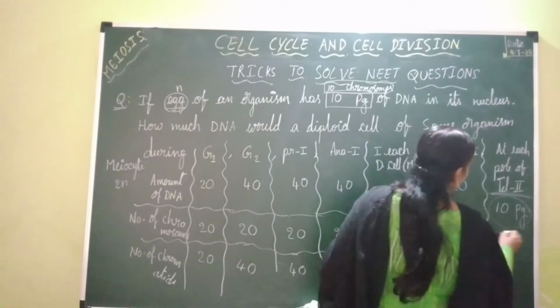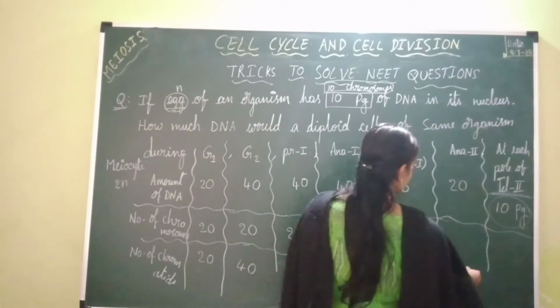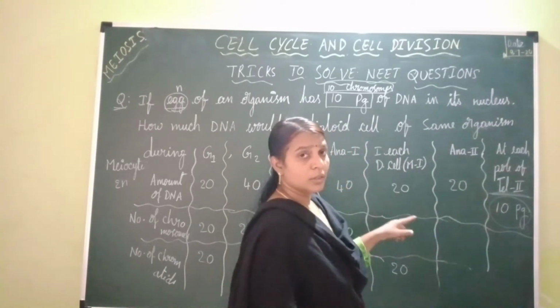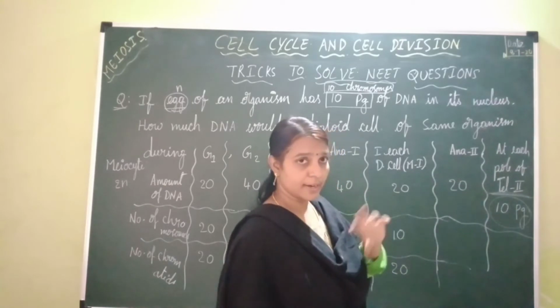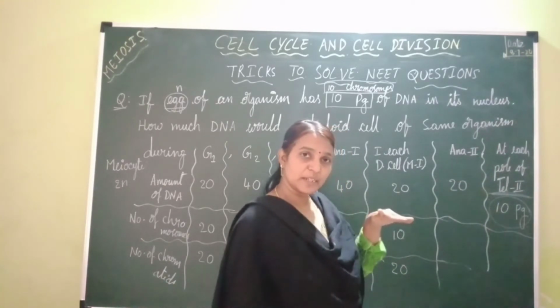Next, coming to anaphase 2. This daughter cell enters into meiosis 2, going into prophase 2, then metaphase 2, then anaphase 2. So what happens due to splitting of the centromere?